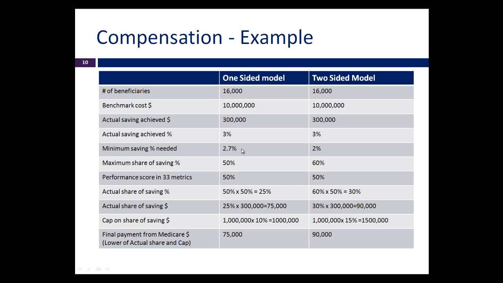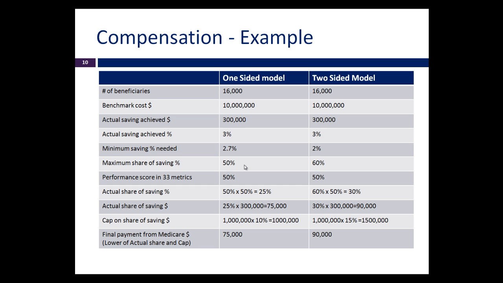So, that's the very first difference between the one-sided model and the two-sided model, i.e., the two-sided model has a flat minimum savings rate of 2%, whereas the one-sided model has a sliding minimum rate dependent upon the number of beneficiaries. The greater the number of beneficiaries, the lower the rate that you're required to demonstrate. The second difference is the maximum share to which you're going to be entitled. So we've determined that we are eligible for a share of the savings. The next question comes, to what extent are we eligible?